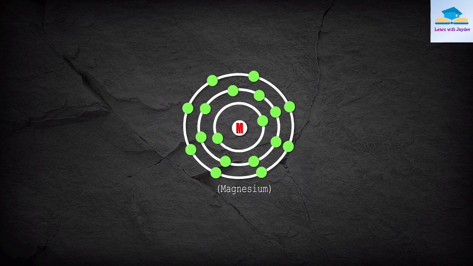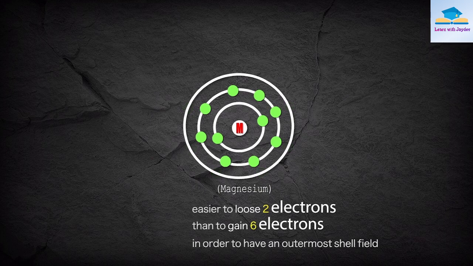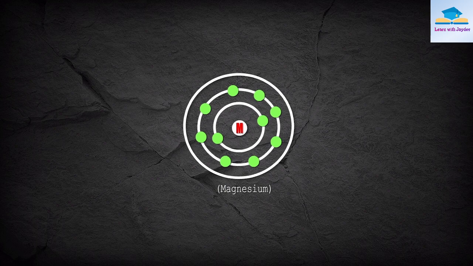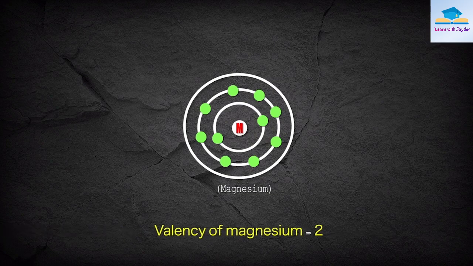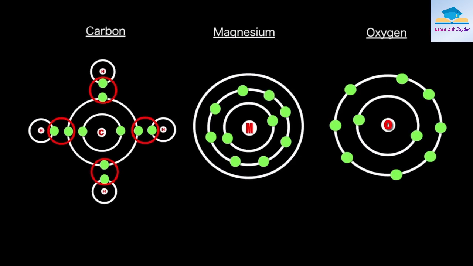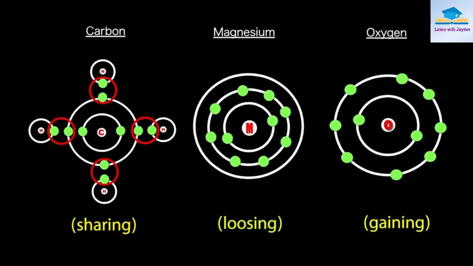Well, it could be, but we see that it is easier to lose 2 electrons than to gain 6 electrons in order to have an outermost shell filled. So, in this case, magnesium will lose 2 electrons to be stable. Hence, the valency is 2. So, we have seen that atoms would react so as to achieve an octet in their outermost shell. This is done by sharing, gaining, or losing electrons.